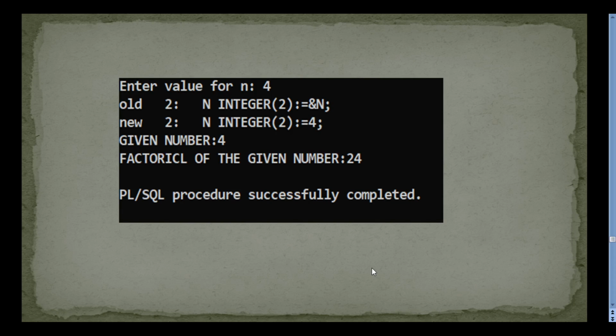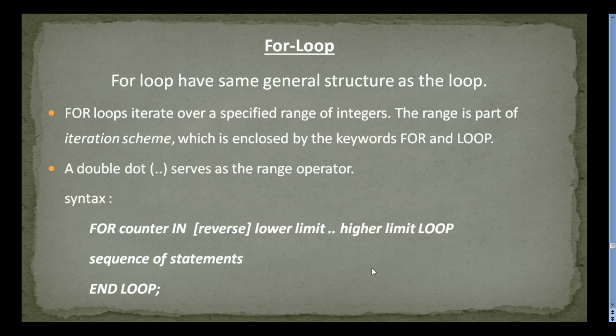Okay, if you are calculating the factorial of 4: 4 into 1 is 4, 4 into 3 is 12, 12 into 2 is 24, 24 into 1 is 24. This is how we are calculating the factorial of a given value by using while loops in PL/SQL. And coming to the for loops.